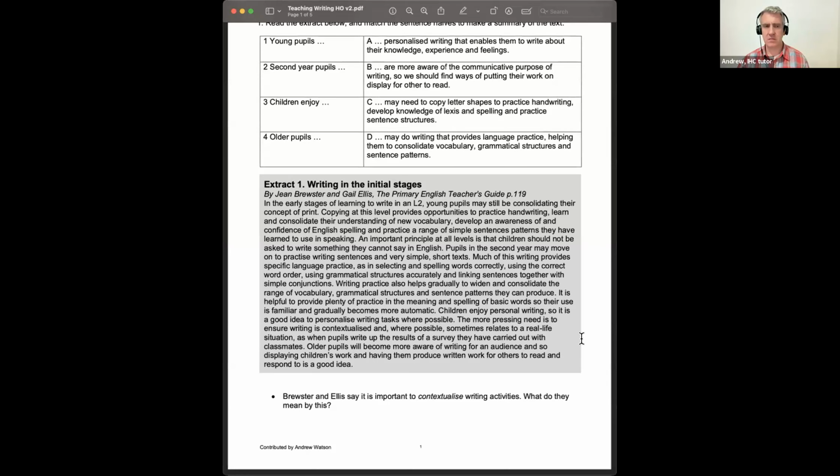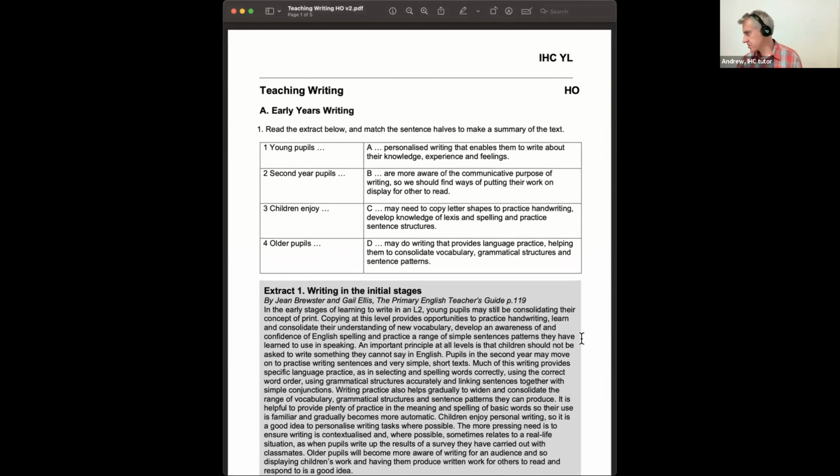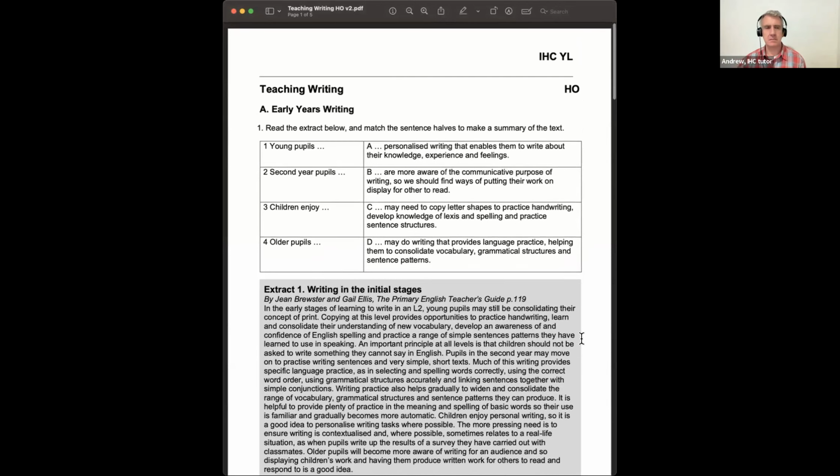So we have a short text to read to introduce some important concepts. The text is from a really useful book called The Primary English Teacher's Guide. This is my personal copy, but I think they might have one in the Anglo Library in Mexico City.